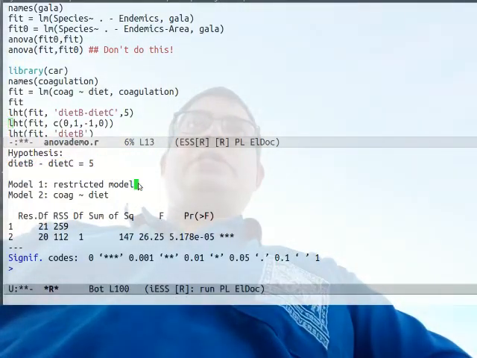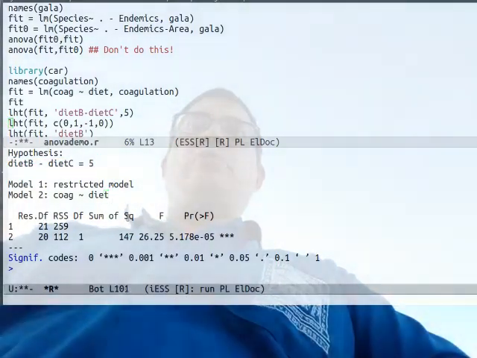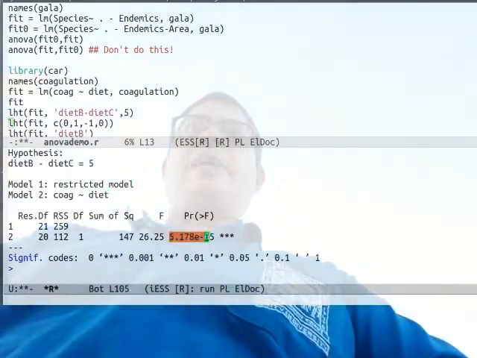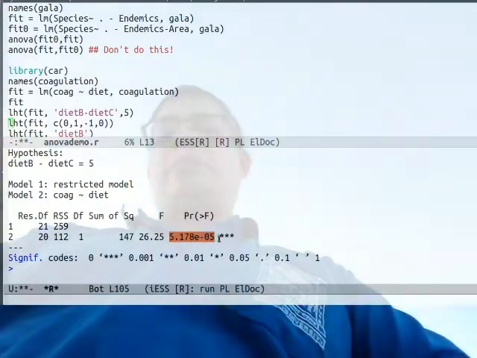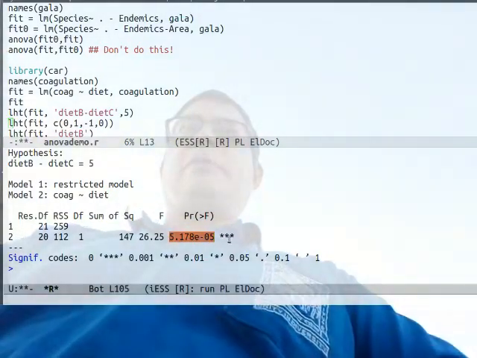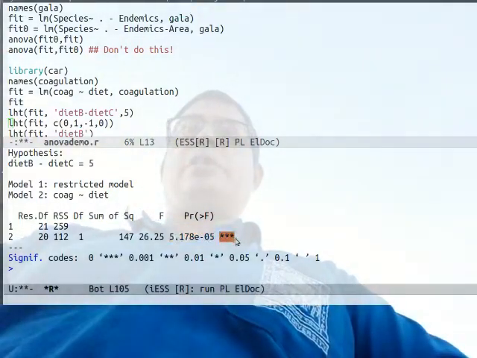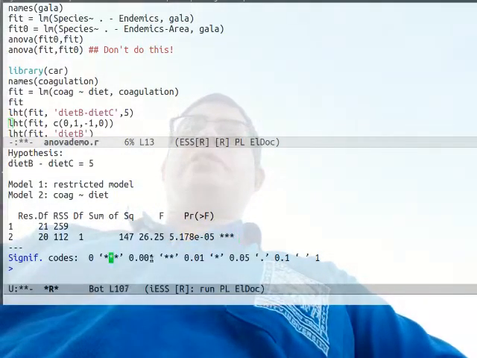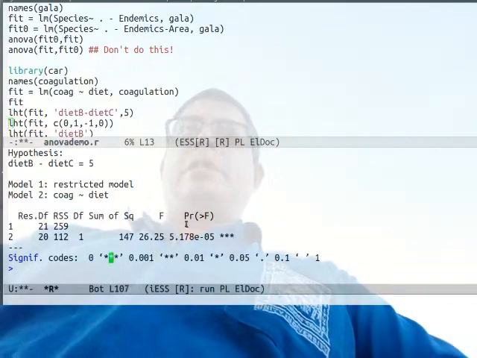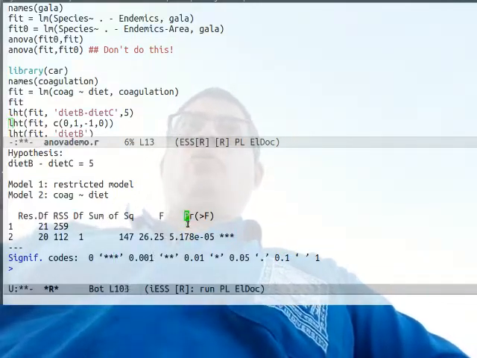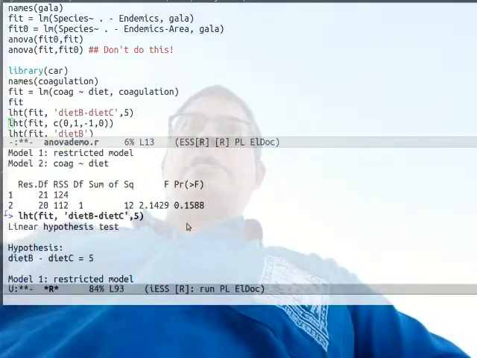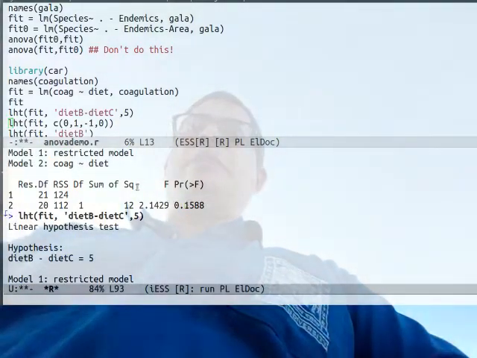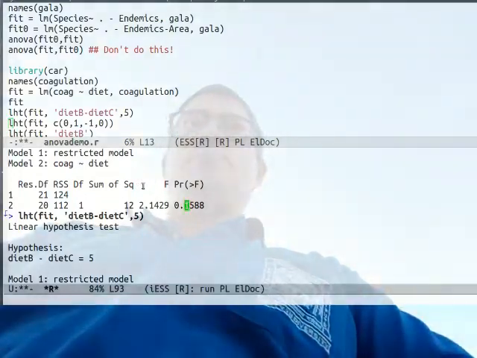So model 1 is a restricted model, model 2 is the general model, and they have tested it, and this p-value you can see is very small, much less than say 0.05, so it is highly significant, and they have also given you the significance level, a triple star gives you the significance score. So in this case you reject it. So that difference is by no means 5. And if you look at the last time, I had p-value 0.1588. So diet B is basically the same as diet C.